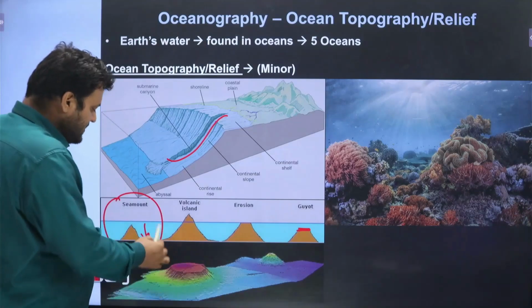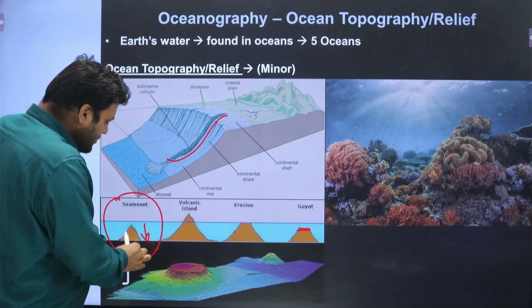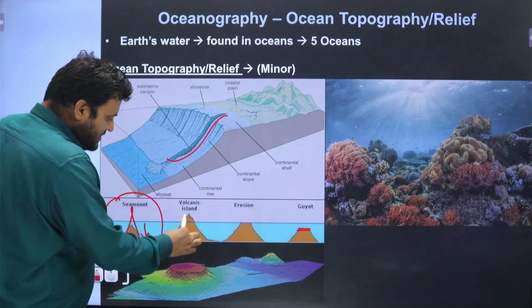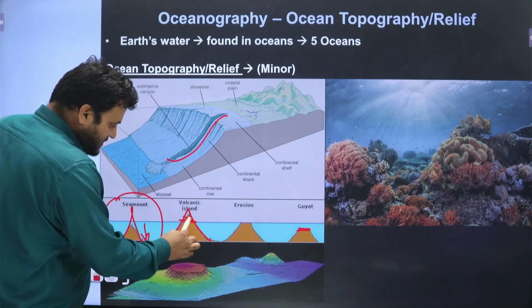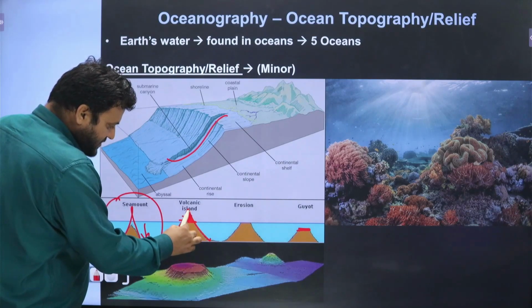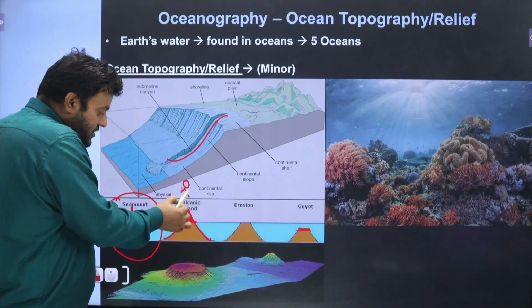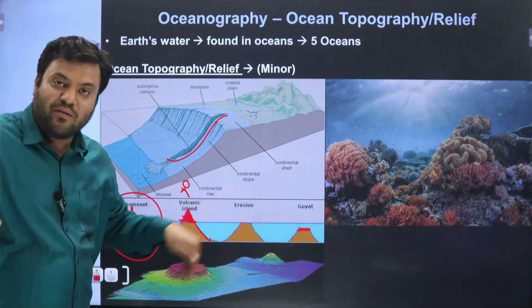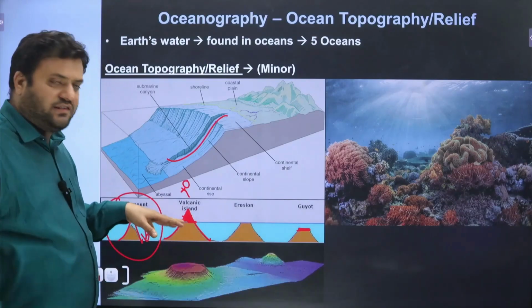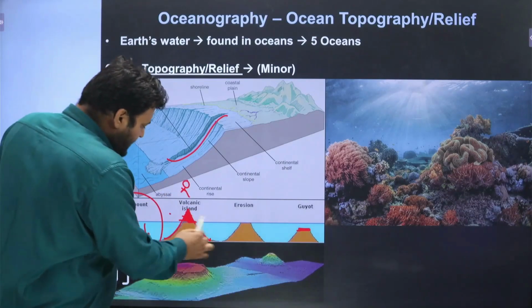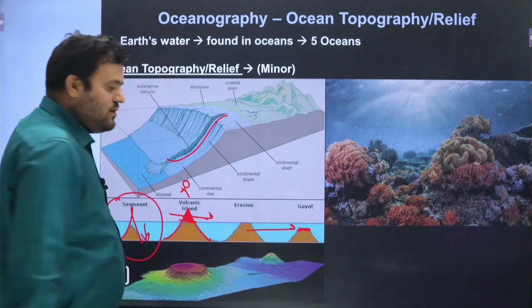What happens is that if this particular seamount's height is rising, that can result in a volcanic island. So this appears over the surface, I mean above the sea level. So from the top, if you see, it will look like there is some island. However, at the base it is volcanic, you can say. And when it is eroded, lastly, that can be a guyot.